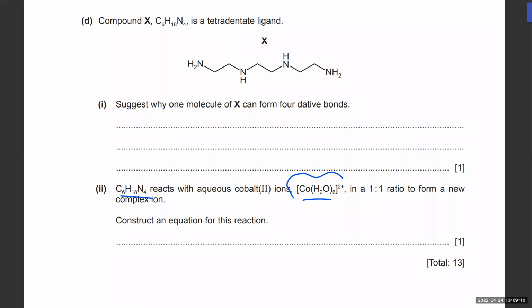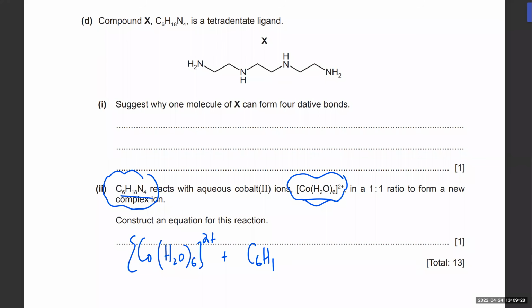He's talking about the whole thing. This whole thing reacts with this whole thing in 1:1. So it's basically cobalt with 6 water molecules, and it's reacting with exactly 1 C6H18N4. So what does that mean? What will be the reaction? The reaction will be... and he's already told you that it's a tetradentate ligand. So what will happen is this molecule is basically going to replace how many water molecules?